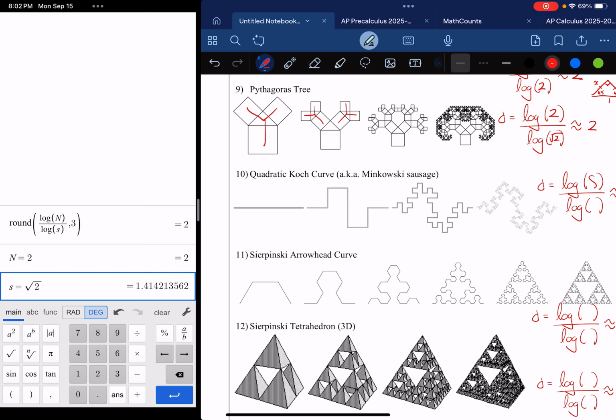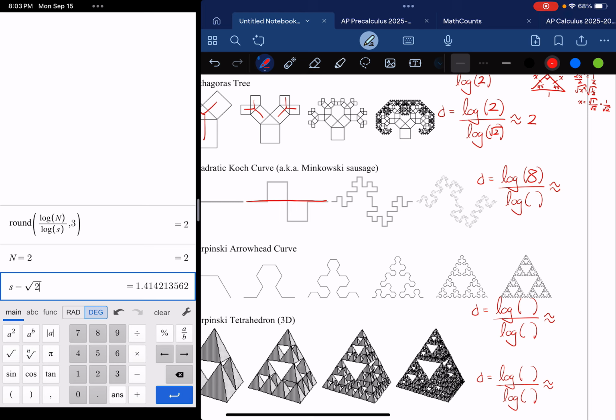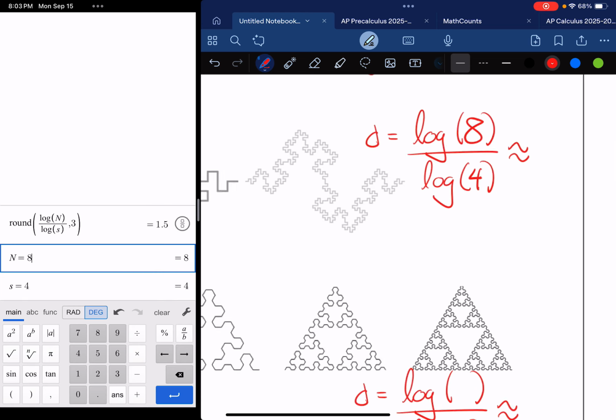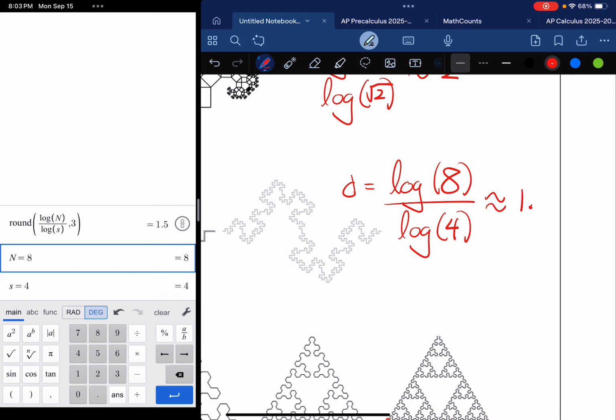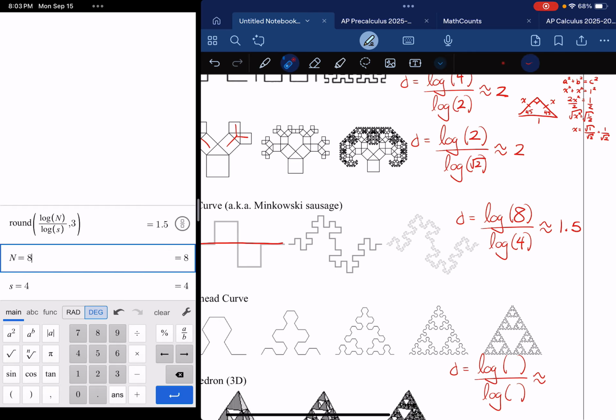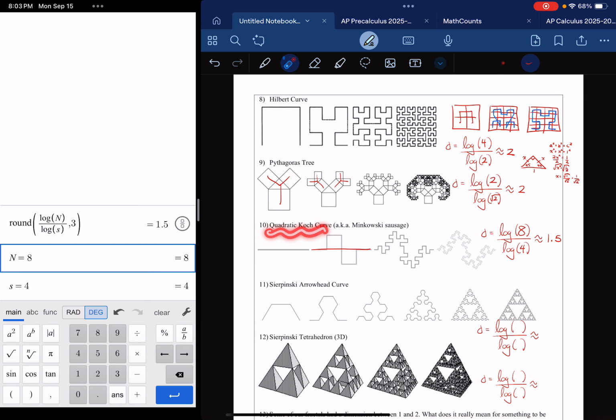So you can say that there's 8 of those pieces. And how long are each of them? Well, if I draw the old line on top of this one, I can say that there's 1, 2, 3, 4 pieces. So each of these line segments is 1/4 as large. Take the reciprocal and you say that's 4. So here we go. I'm going to come back here and say that this is 4 on the bottom. It's going to be 8 on the top. And you get a fractal dimension of 1.5. Which is really cool. This Minkowski sausage, this quadratic Koch curve is exactly halfway between a line and area, right?